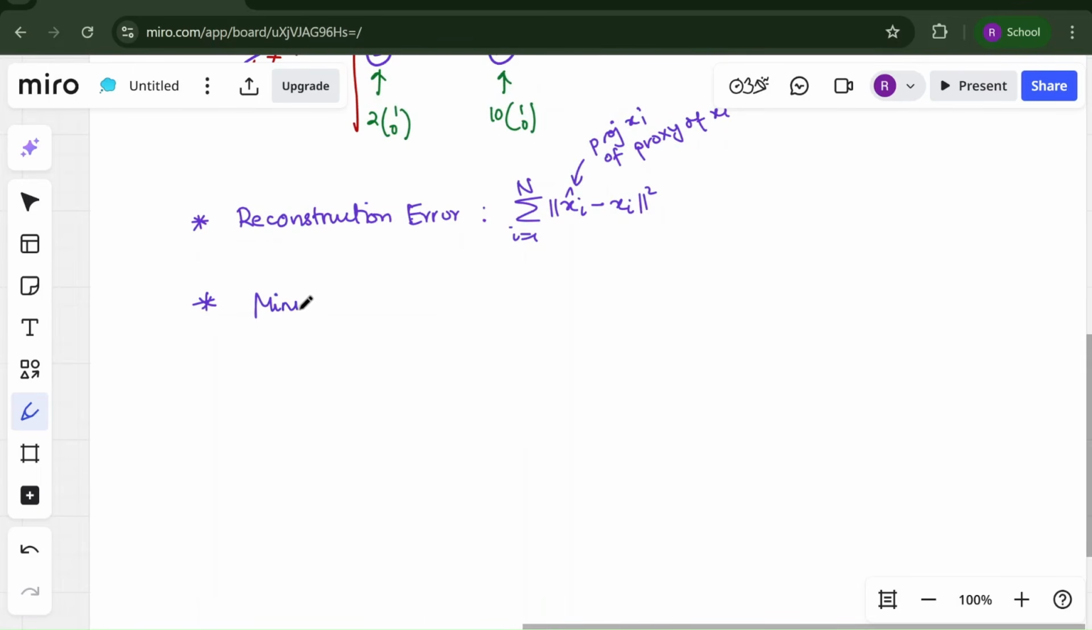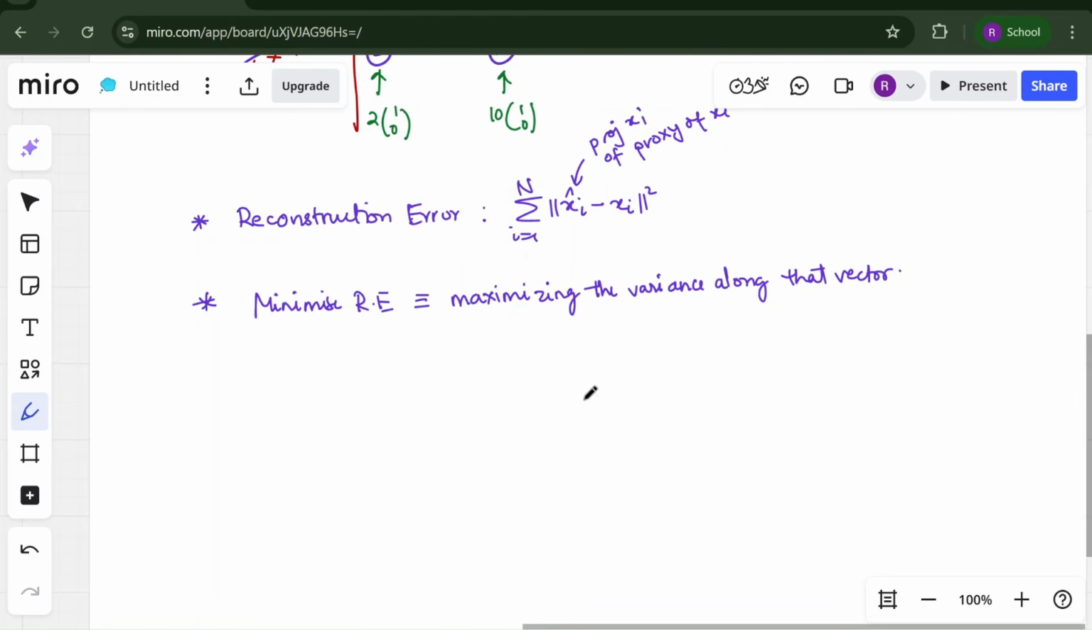So our objective is to minimize reconstruction error, and it turns out that it is same as maximizing the variance along that vector. I'm not going into the details about why they are the same. It's just an algebraic thing.